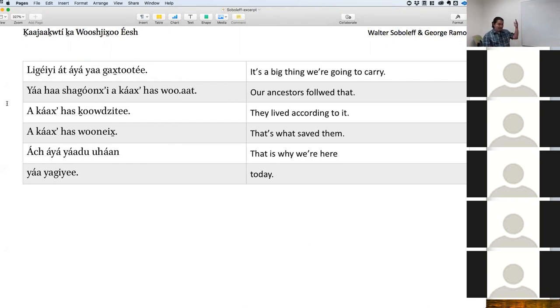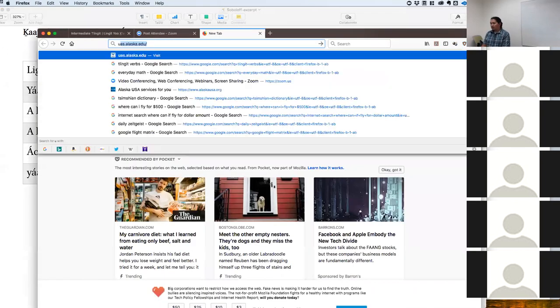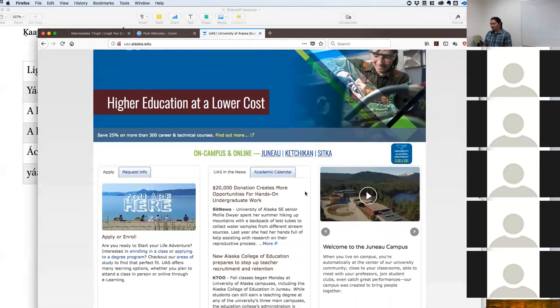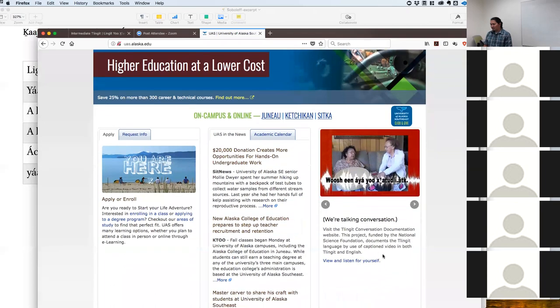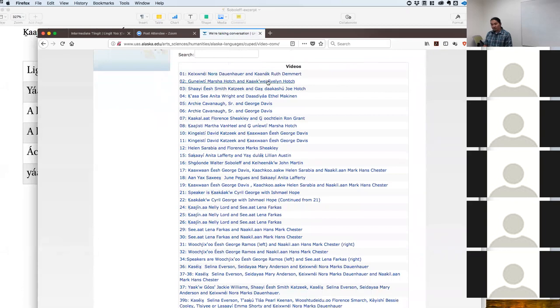And it's amazing. And you could find that recording through the UAS page that has recordings on it, which we can sort of walk through how to get there. UAS.alaska.edu. Scroll down to this little window section, hit left a couple times, and then we're talking conversation, view and listen for yourself. And then you could come down here, and here's one with Evelyn Hotch. We come down.